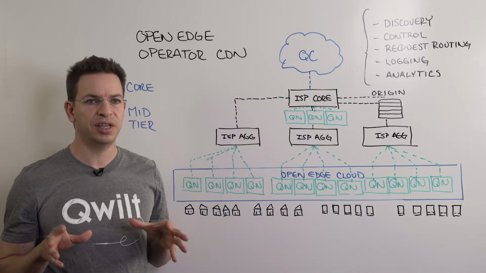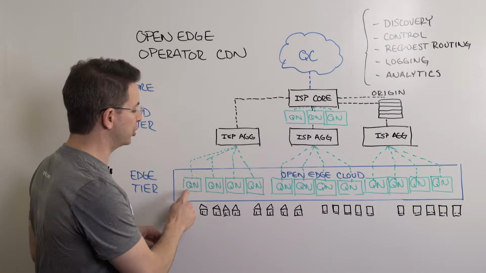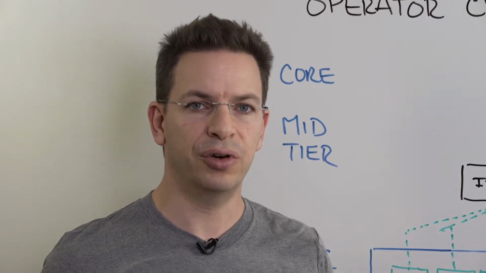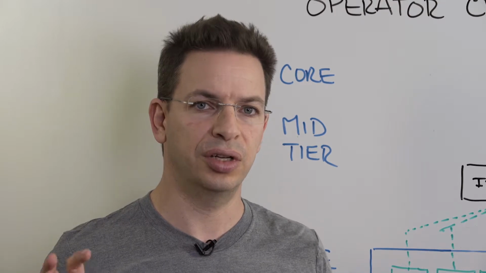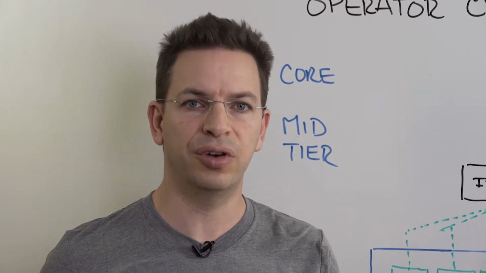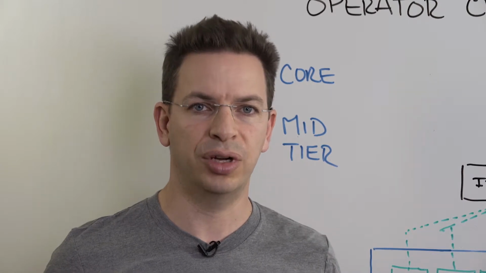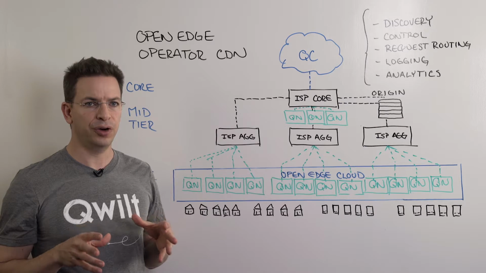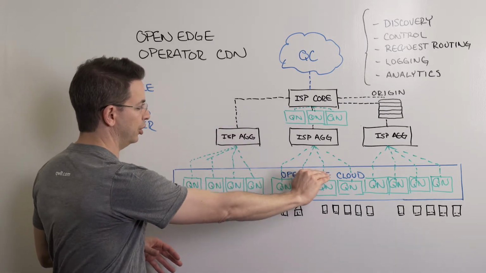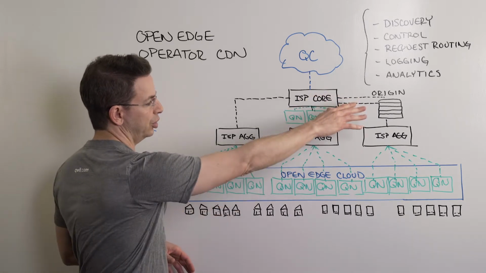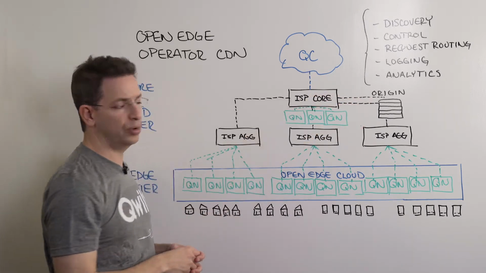QC then connects to the second part of the solution, which is Qwilt's QN nodes. QNs are essentially software caches that are deployed on top of commodity hardware and can actually serve as the delivery arm of the Operator CDN. QN nodes serve two purposes. The first is the edge tier nodes that serve as a reverse proxy between the users and the actual origin server that typically is hosted within the network.